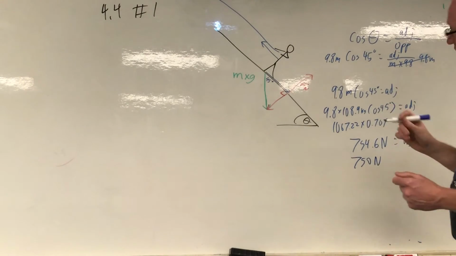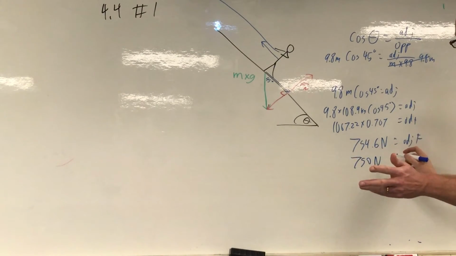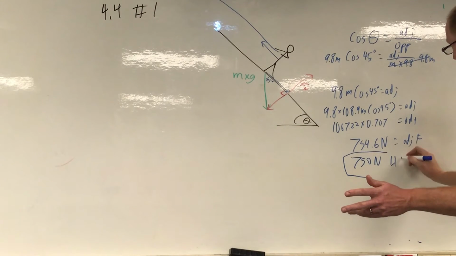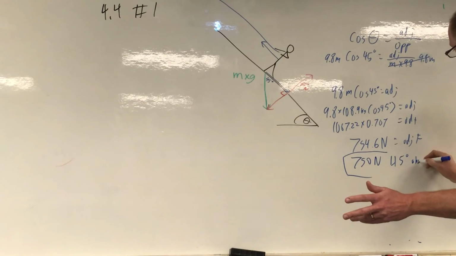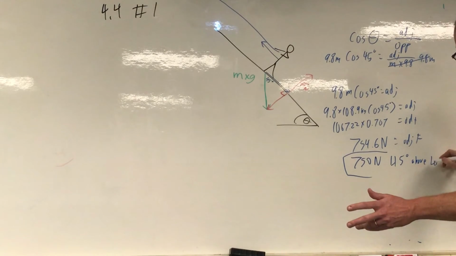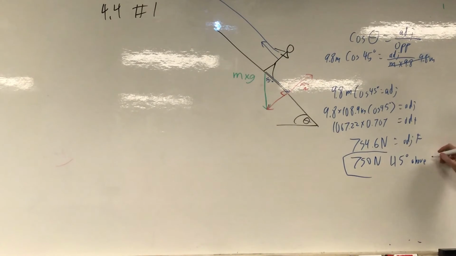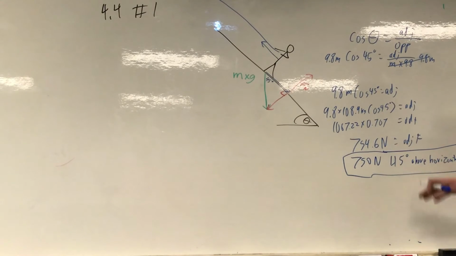Yeah, it depends on how you look at it. But I'm going to say it's 750 newtons, 45 degrees above horizontal. That's a bad H, isn't it? Above horizontal. So that is the force I'm creating. This is the direction I'm creating the force.